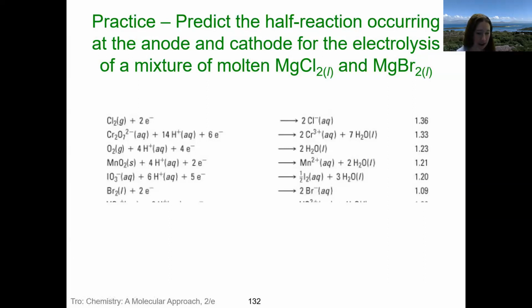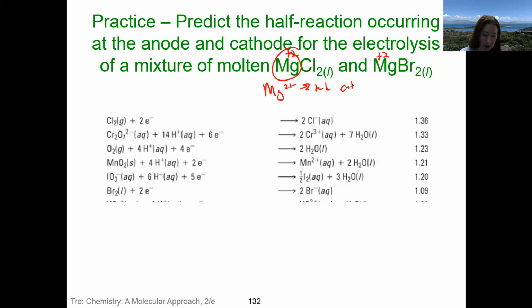Predict the half reaction occurring in the anode and cathode for the electrolysis of a mixture of MgCl2 and MgBr. Right, okay, well, Mg, that's our cation. That's the one that's getting reduced, right? And you can think of it also like Mg already is Mg2+ here. It can't lose any more. There's no such thing as Mg3+, right? It's as far as it can go. So this one will have to be our reduction. Remember, cations get reduced. So Mg will be our reduction.